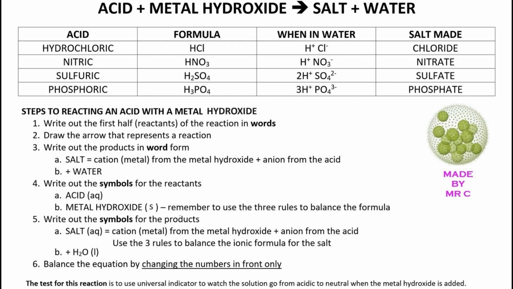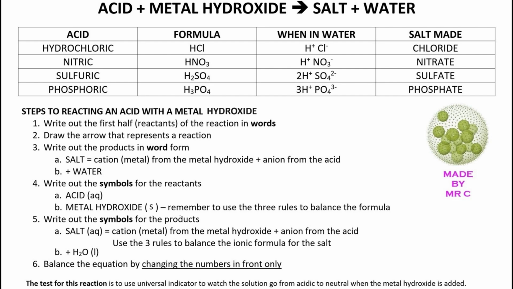And so the steps for the acid metal hydroxide reaction, for the word equation, we just write out the reactants, which are the things that react. We then draw an arrow, which represents the reaction, and then we write out the products in word form. The salt is the cation from the metal hydroxide, and the anion is from the acid, plus water.